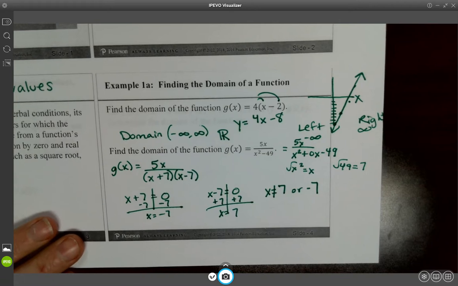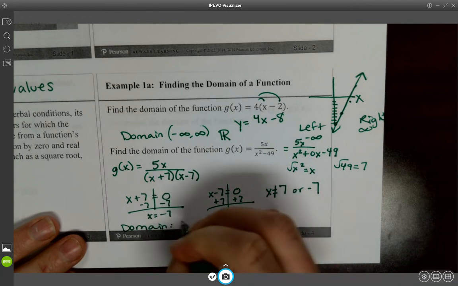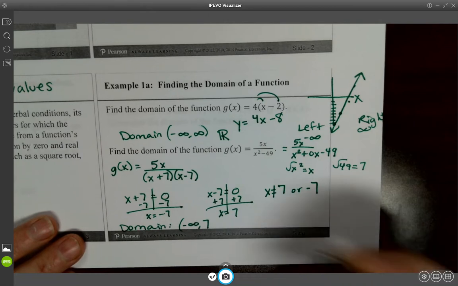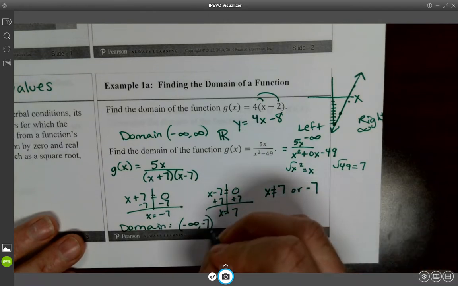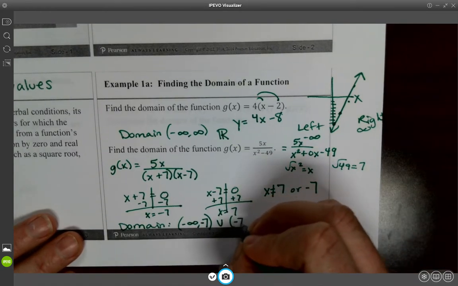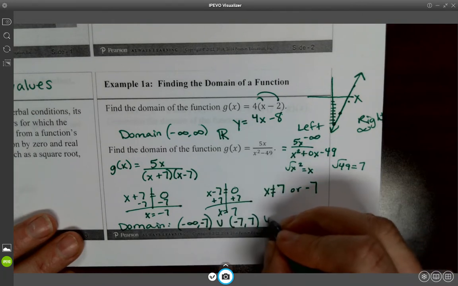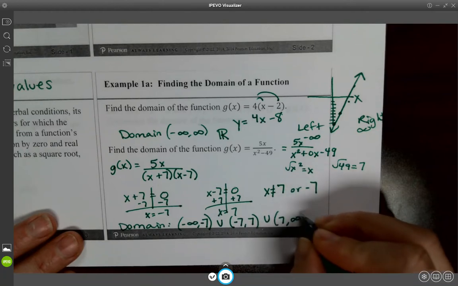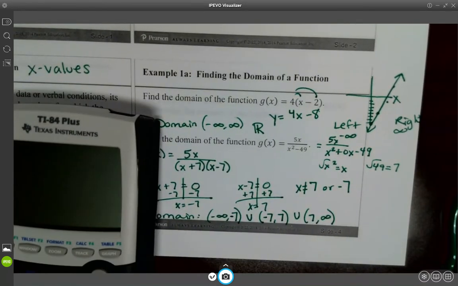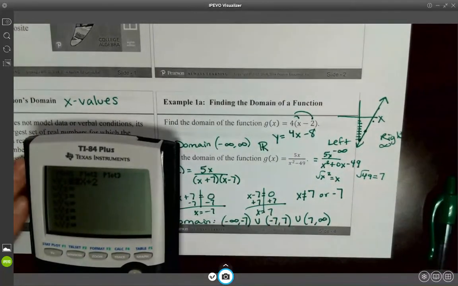So the way we're going to write this is domain is negative infinity to negative 7, and it doesn't include it, so we're going to put parentheses. And then union with negative 7 to positive 7 with both parentheses because they're not included. Then union 7 to infinity. And what this is, there's an asymptote there. So I'm going to graph it and see it.